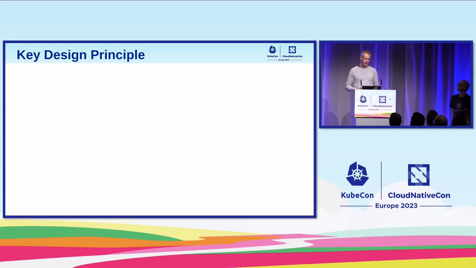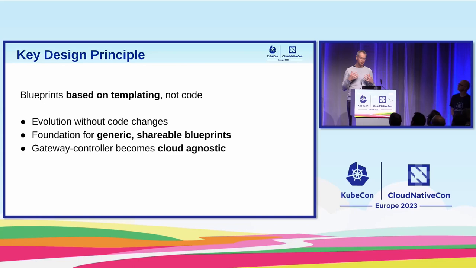When we set out to design this controller, we made one key design principle, the overarching design principle for the controller, and that is that the data paths, or the blueprints for the data paths, should be based on templating, not code. That was really an essential thing for us to do, because this is what allows us to evolve these data paths without having to change the controller. Imagine that we want to change the Kubernetes resources that go into a data path, and we needed to recompile our controller, build a new container image, and do a new release, all that just to do a tweak on the Kubernetes resources that the data path is built out of.